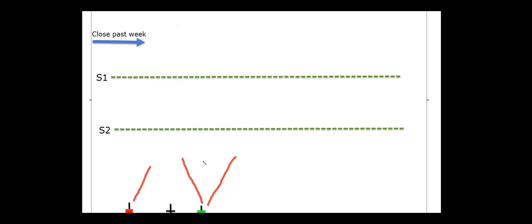It might be 1 or 2 dojis. It could be a couple spinning tops. There might be 1 doji and a couple other bars that don't fit this criteria. But the main thing to do is, let me just get rid of these lines here real quick.